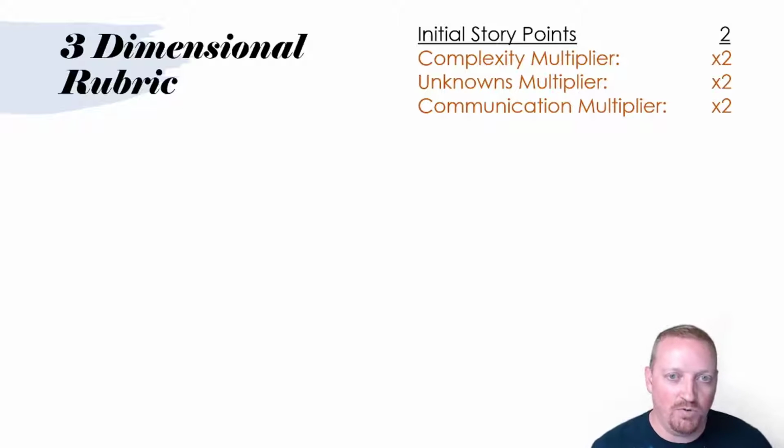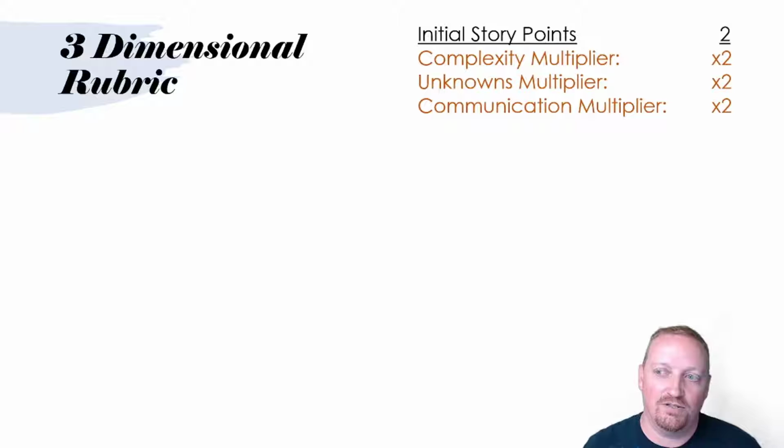If you guys don't want to use multipliers here, I understand that. If you prefer the Fibonacci scale, you can certainly do that. Just know that each one of these dimensions is going to jump up a level on the Fibonacci scale. But I do like this multiplier. It just makes things a little simpler in terms of understanding.